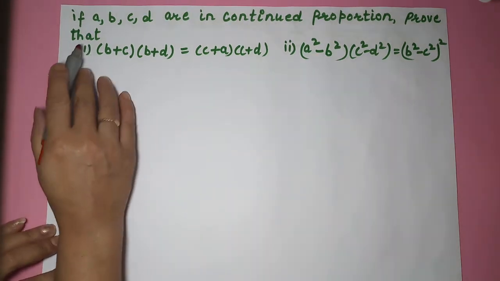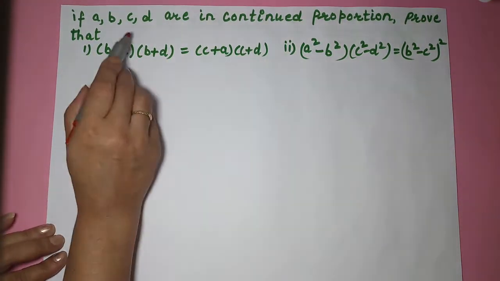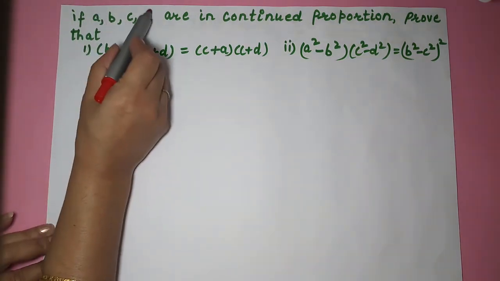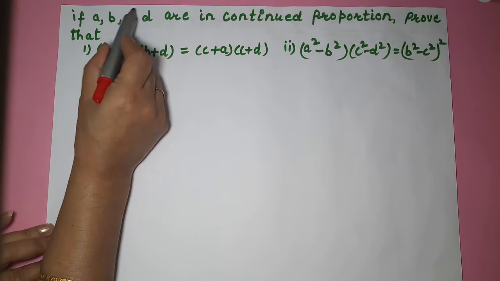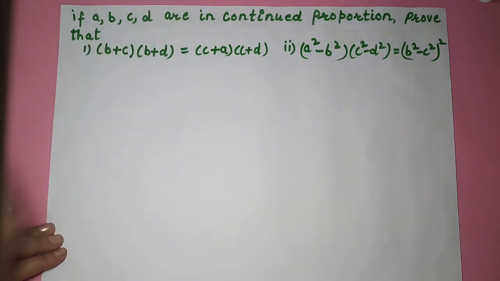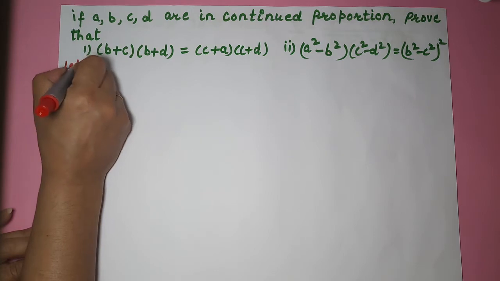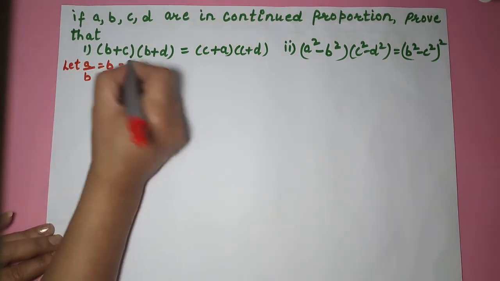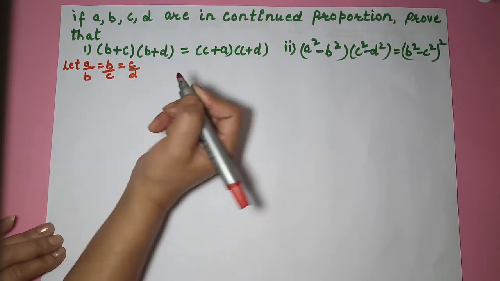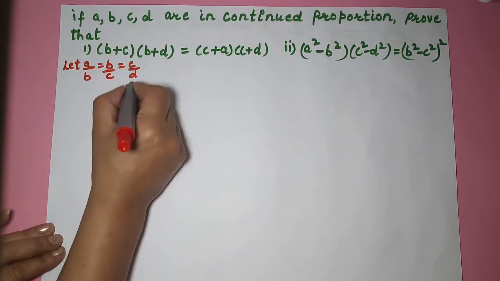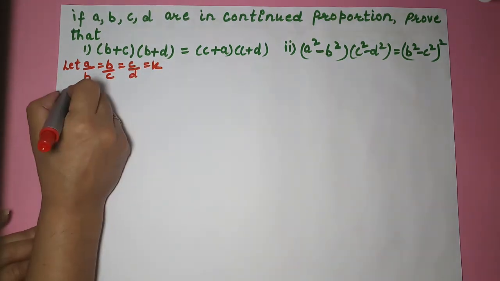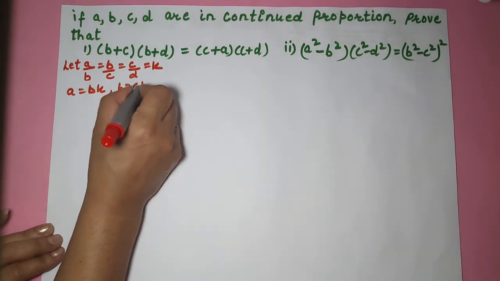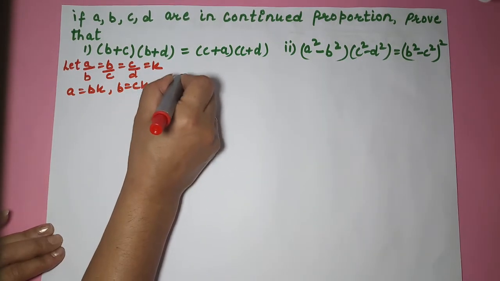So again you have a, b, c, d in the continued proportion. That means we need to get a in terms of d, b in terms of d, and c will be automatically in terms of d. So we will write let a by b is equal to b by c, because they are in the continued proportion, is equal to c by d. a by b equal to b by c is equal to c by d is equal to k. That means a is equal to bk, b is equal to ck, and c is equal to dk.